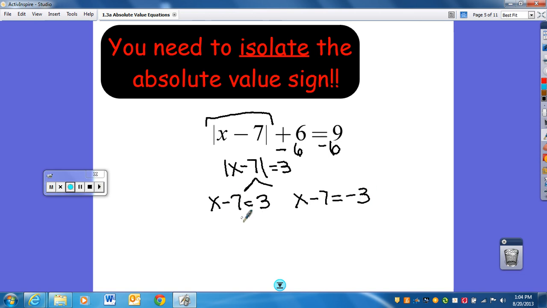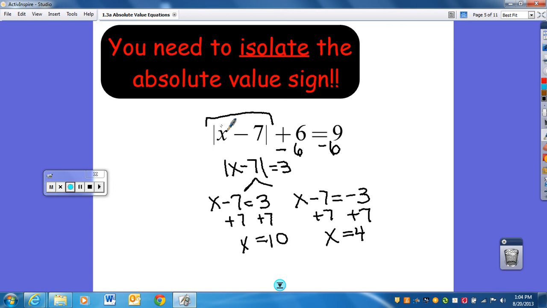And then you can finish solving from there by adding 7 to both sides. So x will either equal 10, or when I add 7 to both sides, x would be equal to 4. Again, we can do our check.